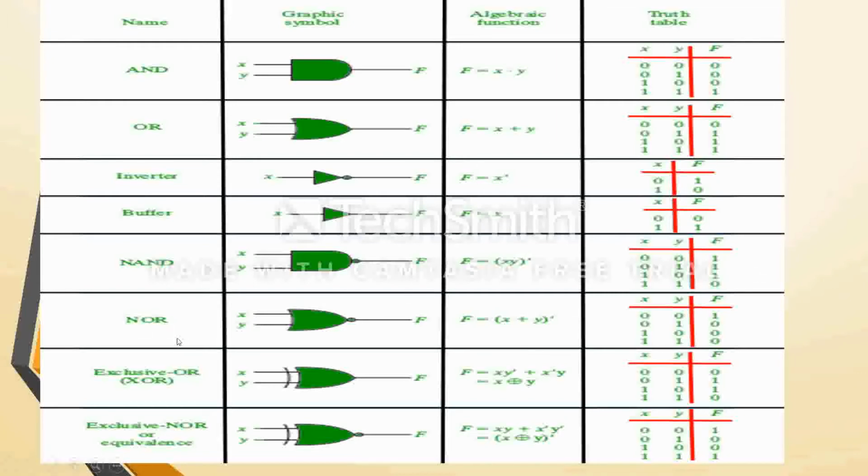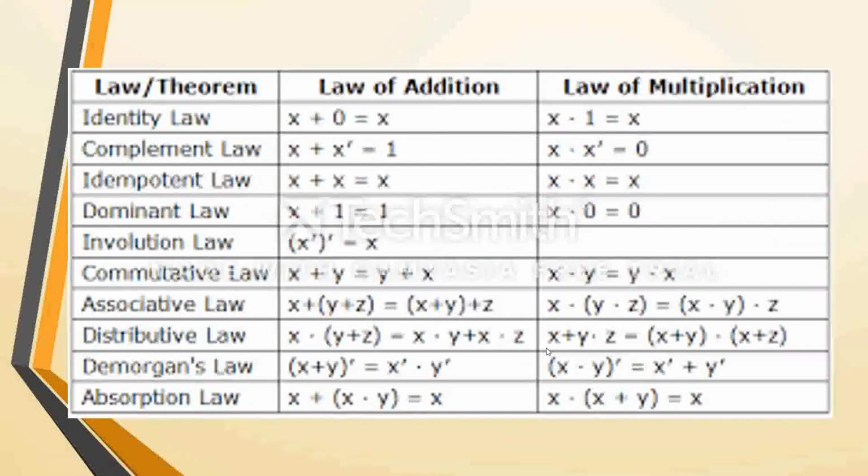Then we have the NOR gate, which we obtain by adding a NOT gate to the OR gate. So the function is the complement of the OR gate. Here, only when both the inputs are low is the output high. In the rest of the cases, the output is low.